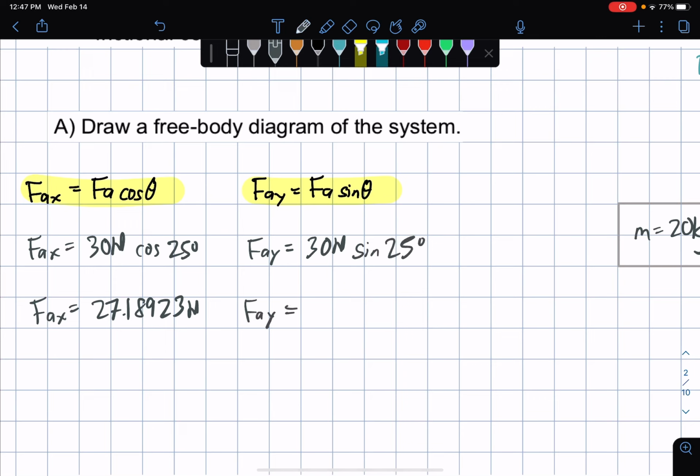Feel free to skip this part or make the speed of the video a little faster if it's kind of slow in your pace, which I am aware of. So the answer is 12.67855 newtons.